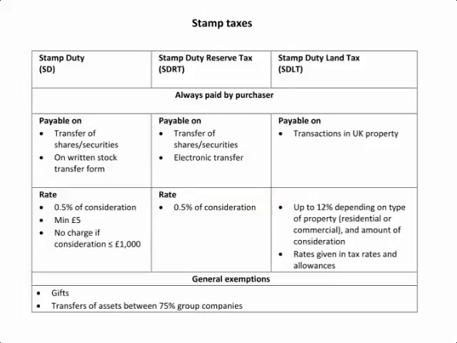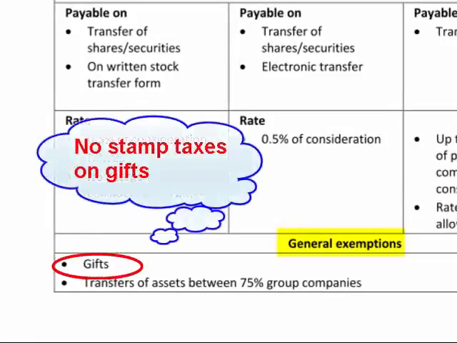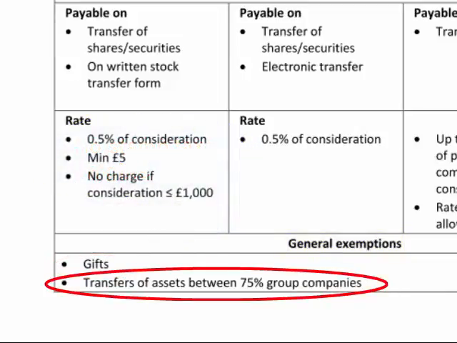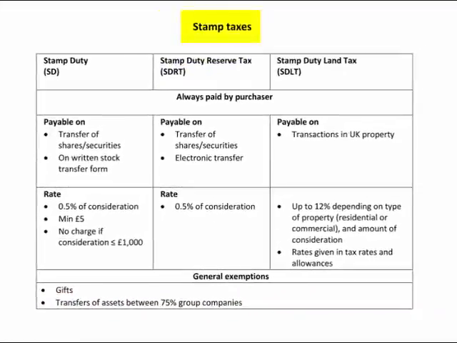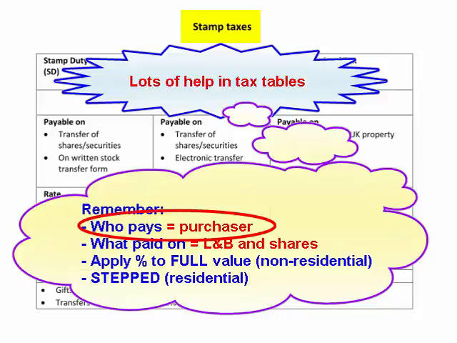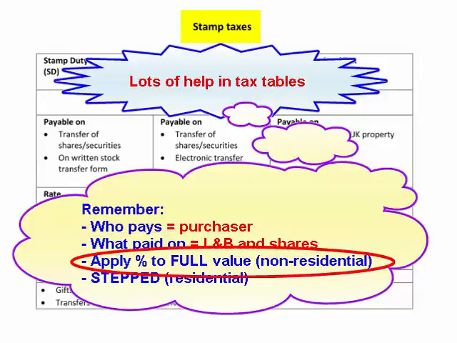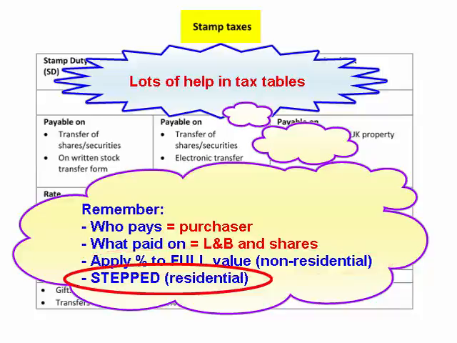Going back to the material for the tutorial, there are a couple of exemptions that you should be aware of. First, we do not pay stamp taxes on gifts, and secondly, there are no stamp taxes if we transfer assets between 75% group companies. So those are the stamp taxes rules. You can get lots of help from your tables. You just need to remember who pays, always the purchaser, what it's paid on, and the fact that we apply the percentage to the full value if it's non-residential, but on a stepped basis if it's a residential property.